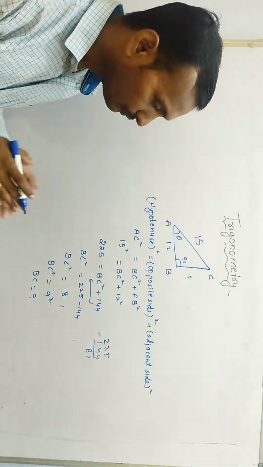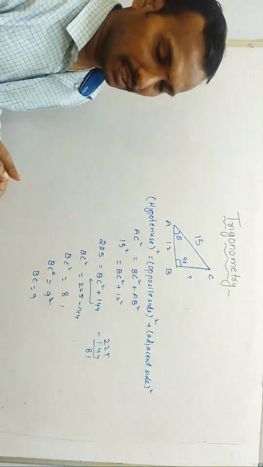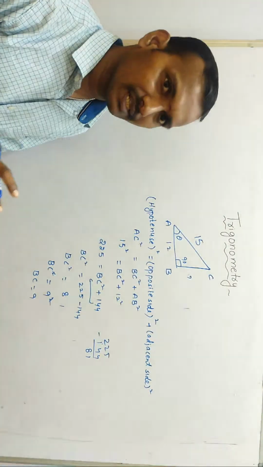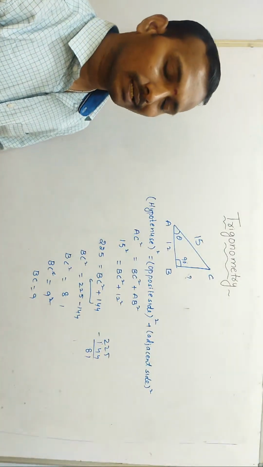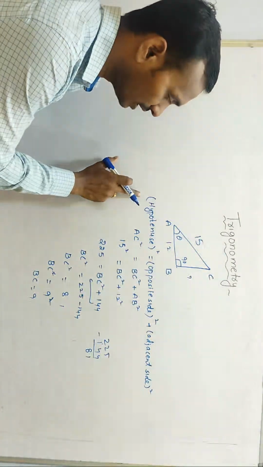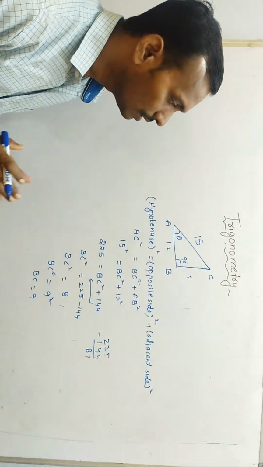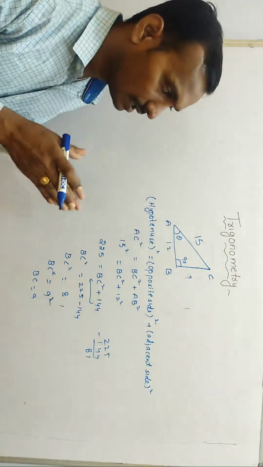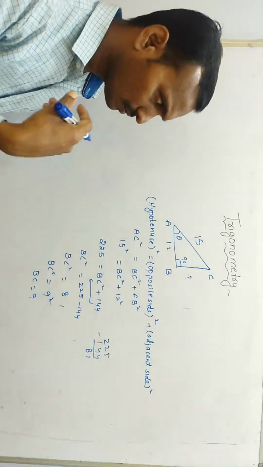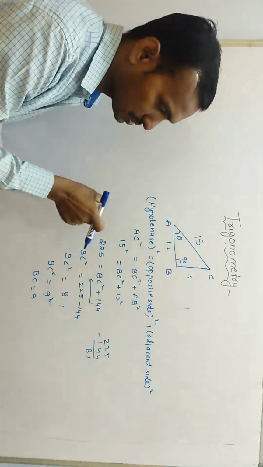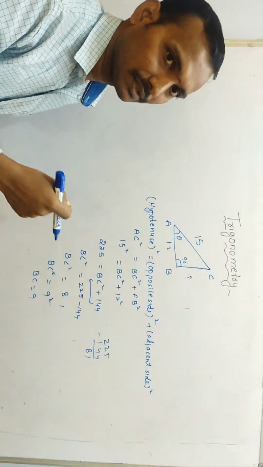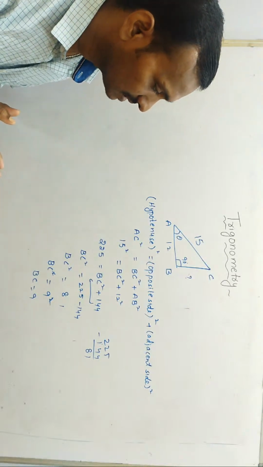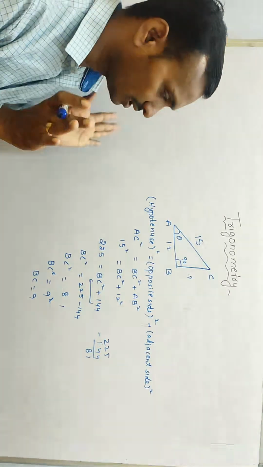This is the way we have to find the third side. If two sides of a right angle triangle are given and you want to calculate the third side, we have to use the formula hypotenuse square is equal to opposite side square plus adjacent side square. Whatever values are given, you substitute and calculate the third, unknown side with the help of this formula.